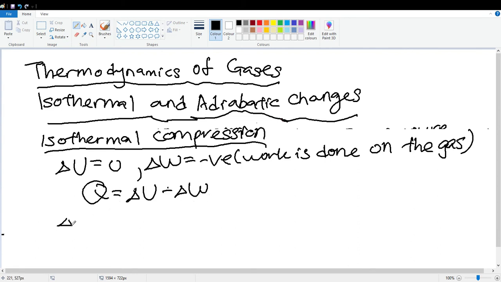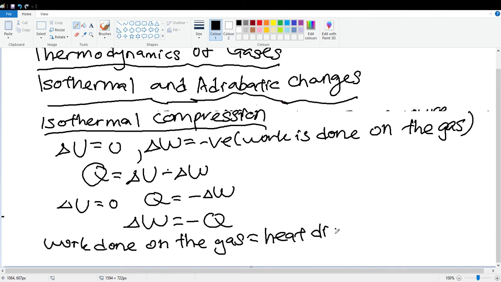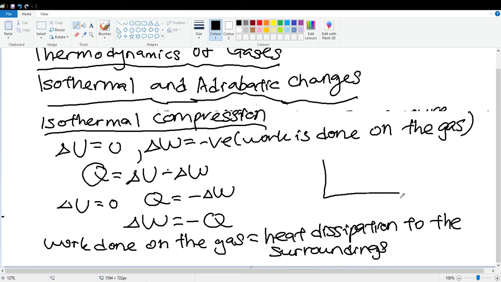Since my internal energy change is 0, we state from here that Q is equal to the negative of the work done, and the work done is equal to negative Q. From here, I can conclude that the work done on the gas is equal to the heat dissipated to the surroundings. So let's say I have my piston.